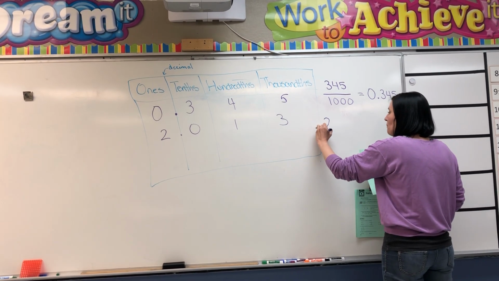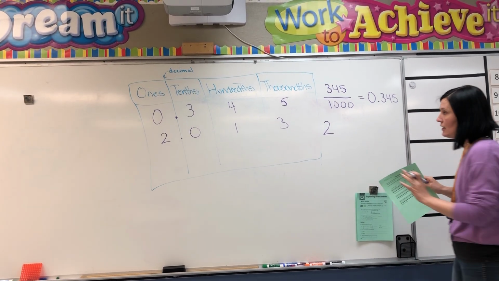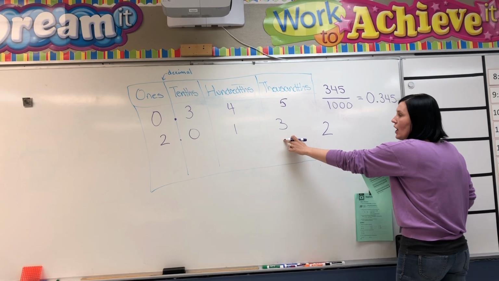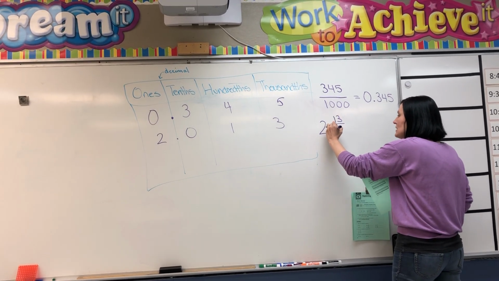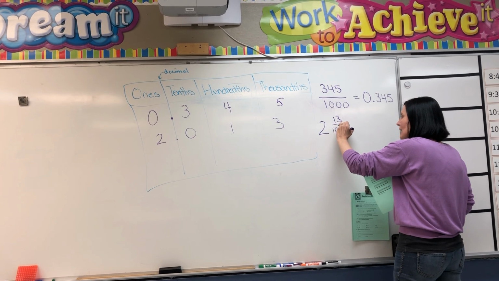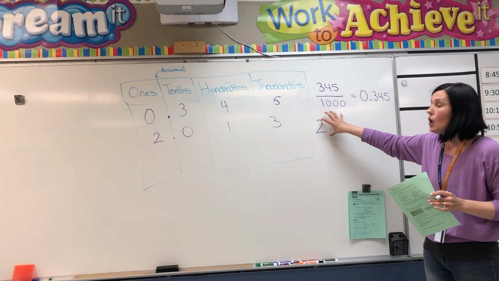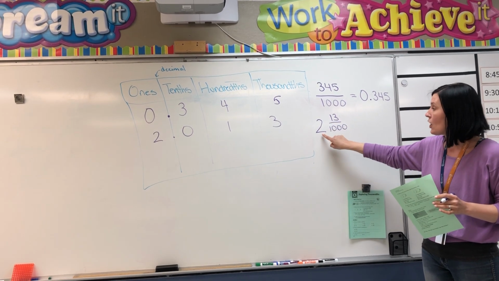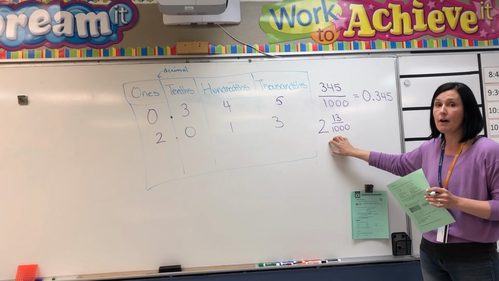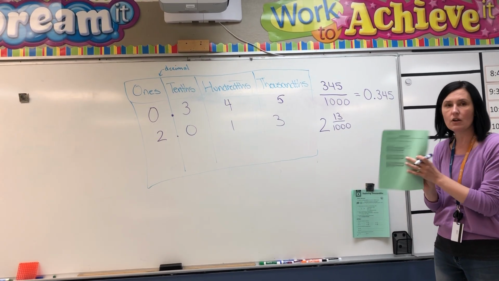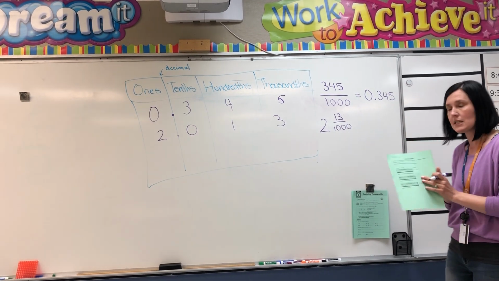So I can just put a 2 here. It's a whole number, it's not a fraction. And I have 13 out of 1,000, 13 thousandths. So this is how we would show that. This is actually called a mixed number. And we haven't talked about these, but this is called a mixed number because it's got a whole and a fraction. Okay, so that's how you show a fraction with a whole. That's actually not in your notes, but you know, you're just lucky you get me to tell you.